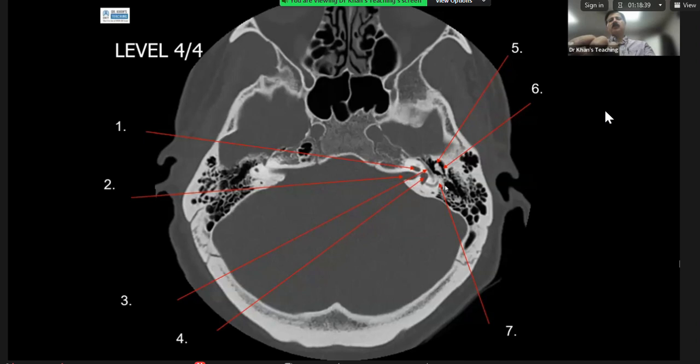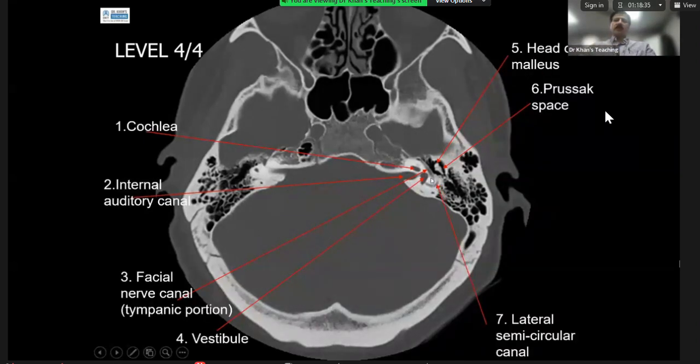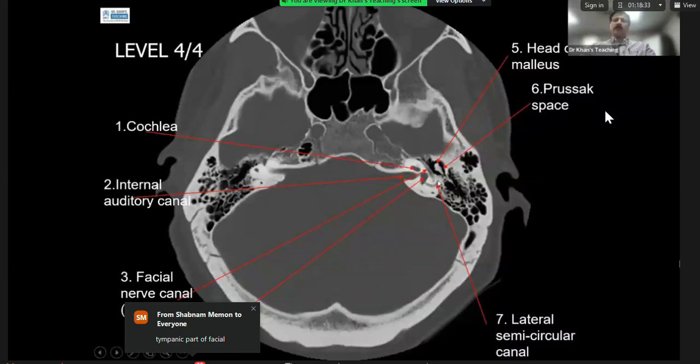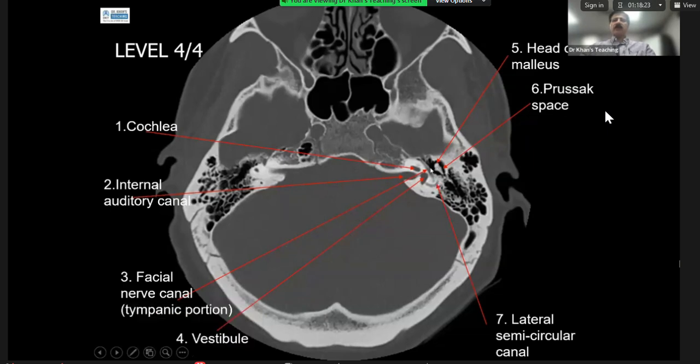Yeah, this is a bit harsh because there is a bit of partial voluming. So this is the tympanic portion and there is a partial voluming. This is the lateral semicircular canal. But I do accept that this is a bit harsh. Space out of the malleus and part of the cochlea. If you have mentioned the turn, it is fine.